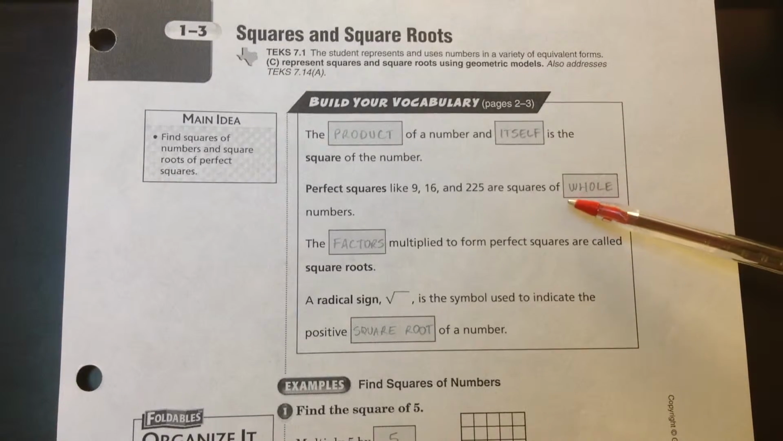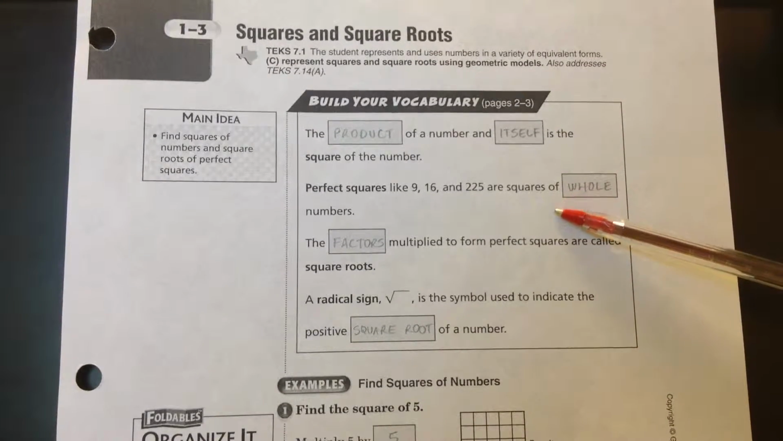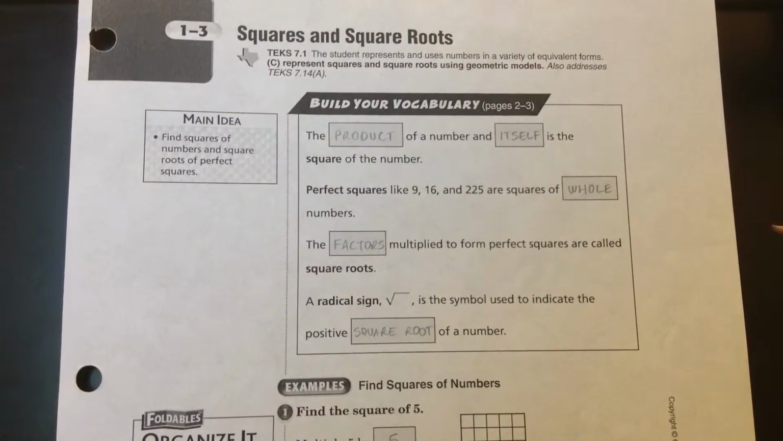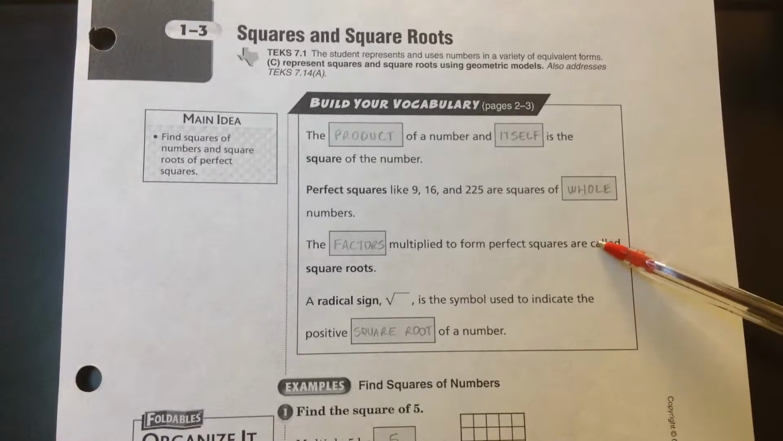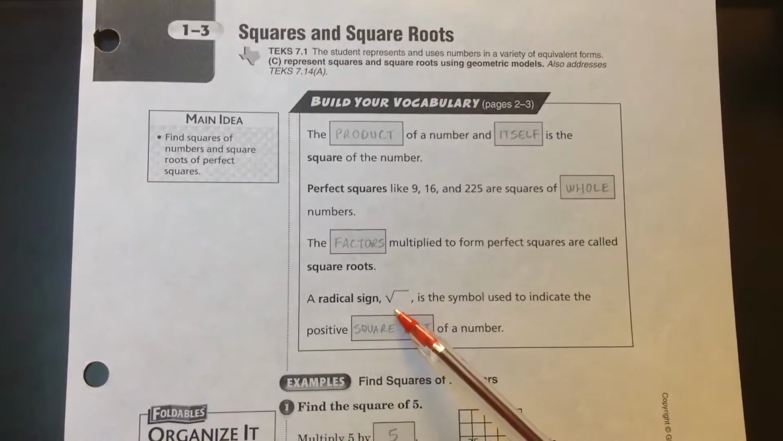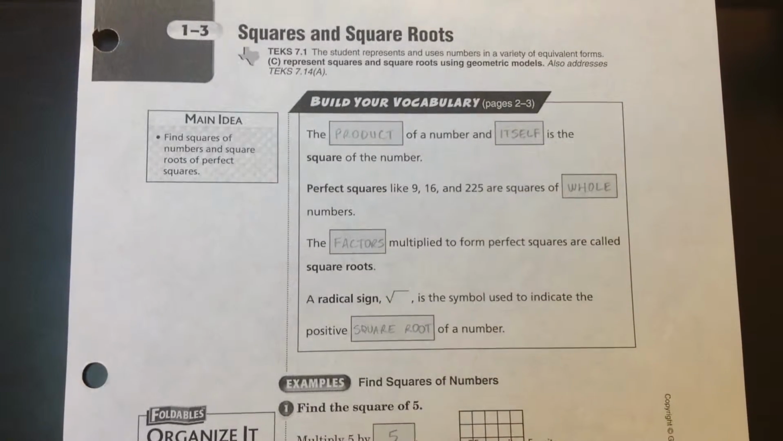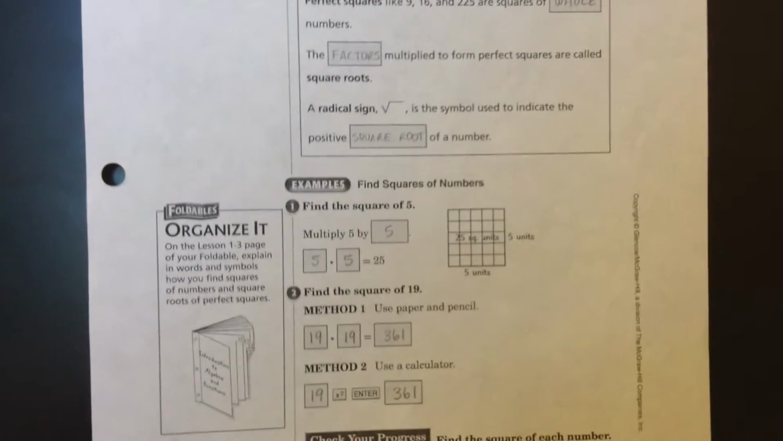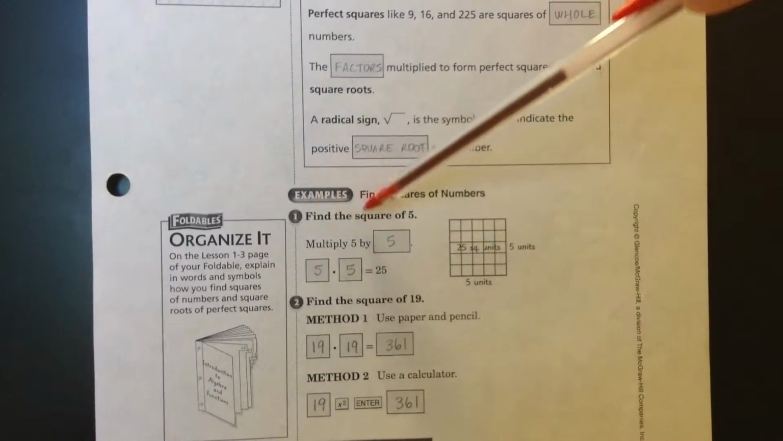Perfect squares like 9, 16, and 225 are squares of whole numbers. The factors multiplied to form a perfect square are called square roots. And the radical sign is a symbol used to indicate the positive square root of a number. All right, so example 1, we're looking at find the square of 5.